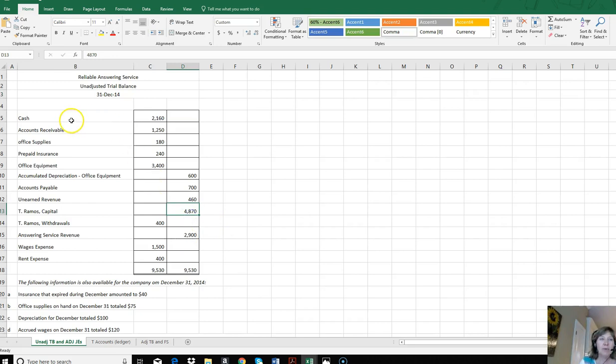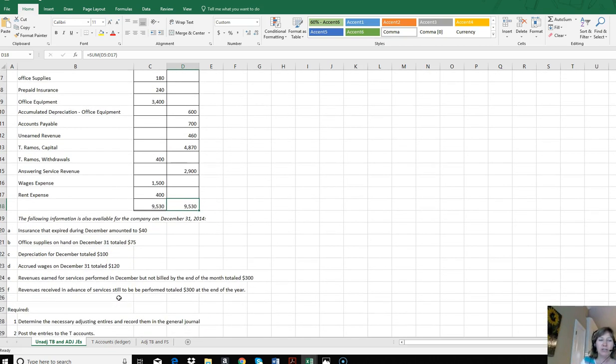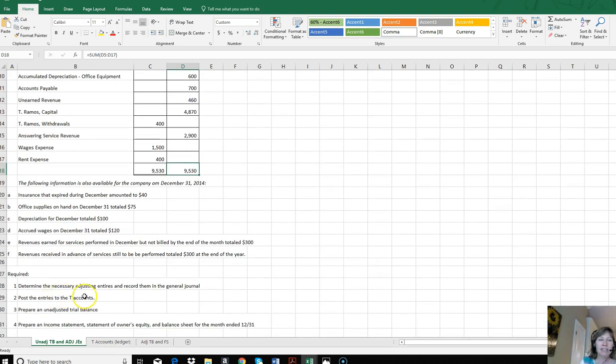Okay, so let's see what we have. We've got some assets, liabilities, capital, withdrawals, revenues, and expenses, and we're in balance. So we're going to use these as needed to prepare our adjusting journal entries. Our adjusting journal entries are given in A through F. All right, so it says required. Determine the necessary adjusting entries and record them in the general journal.